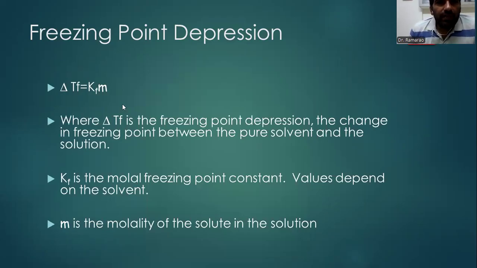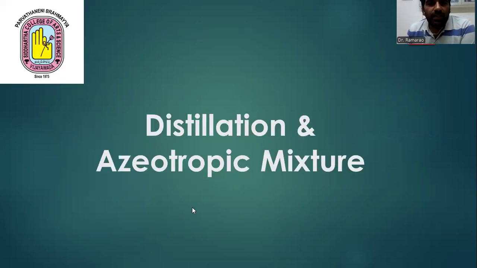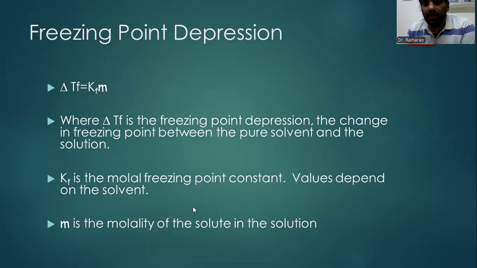So mathematically, delta TF equals KF times m. Here delta TF is the freezing point depression, KF equals the molal freezing point constant, whose value depends on the solvent, and m equals the molality of the solute in the solution.